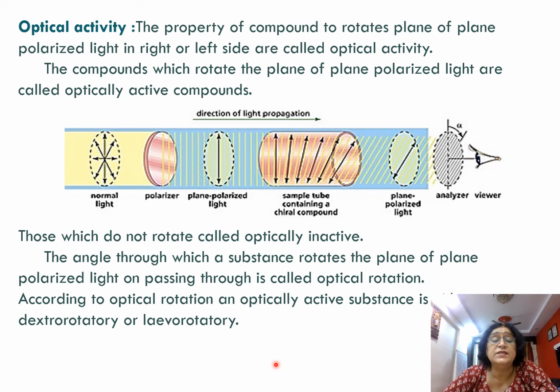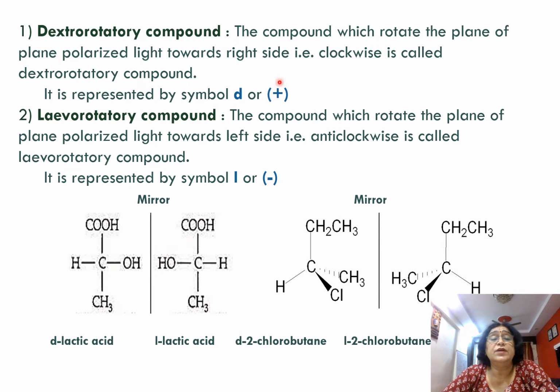So if the value is positive, in the clockwise direction, it is dextrorotatory, and if the value is negative, then it is in the opposite direction. When it rotates in the anti-clockwise direction, it is called levorotatory. So dextrorotatory compounds are those which rotate the plane of plane polarized light towards the right hand direction or the clockwise direction. It is represented by small d or plus. And levorotatory compounds are those that rotate the plane of plane polarized light towards the left hand side, anti-clockwise direction. It is represented by small l or minus.